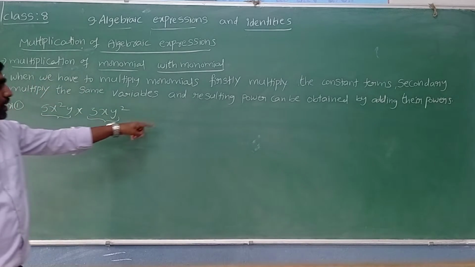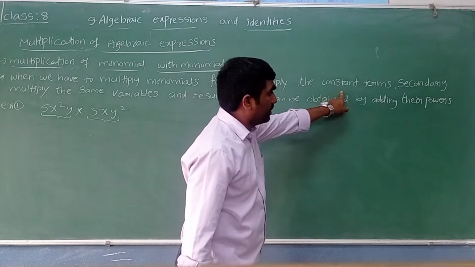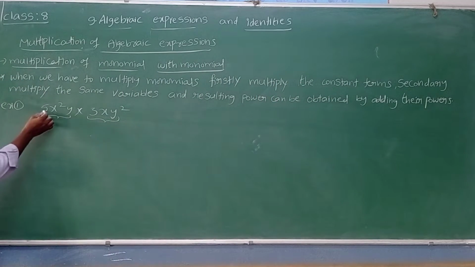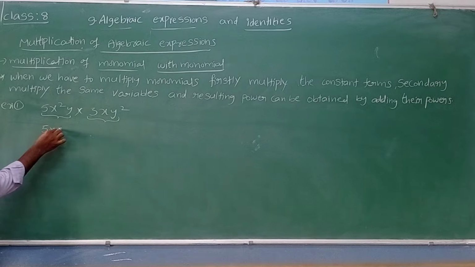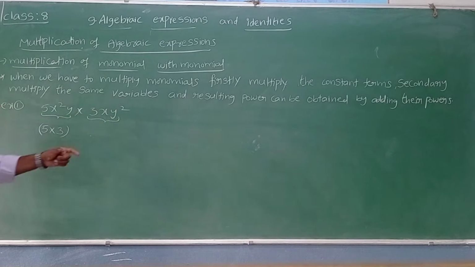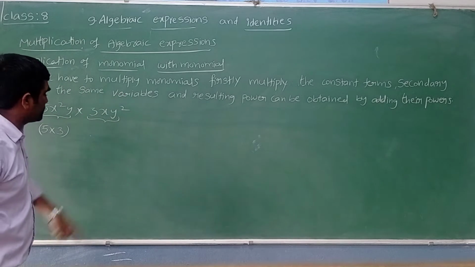When we have to multiply monomials, first we have to multiply the constant terms. In this monomial the constant term is 5, in this monomial the constant term is 3. Multiply these both first. Then second, multiply the same variables.